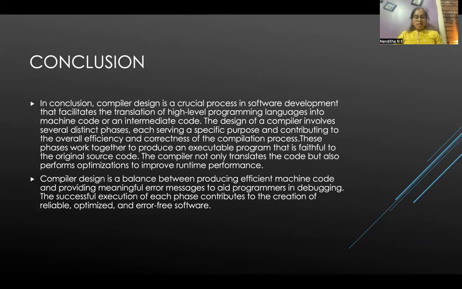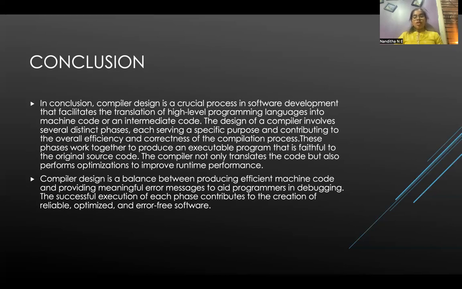Conclusion. In conclusion, compiler design is a crucial process in software development that facilitates the translation of high-level programming language into machine code or intermediate code. The design of a compiler involves several distinct phases, each serving a specific purpose and contributing to the overall efficiency and correctness of the compilation process. These phases work together to produce an executable program that is faithful to the original source code.